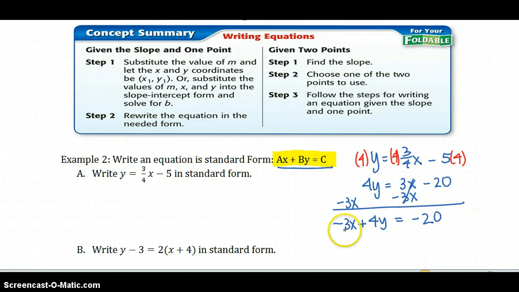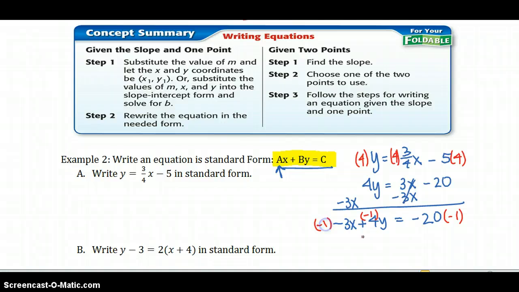But wait a minute, there's some rules about A. A cannot be negative, A cannot be a fraction, and there cannot be a greatest common factor of all 3 A, B, and C numbers. So I don't think there's a greatest common factor because 3 is not divisible into 4 or 20. And so here I can divide everything by negative 1 or multiply everything times a negative 1. Either way, if you multiply by negative 1, I forgot to put the 1 on this negative.